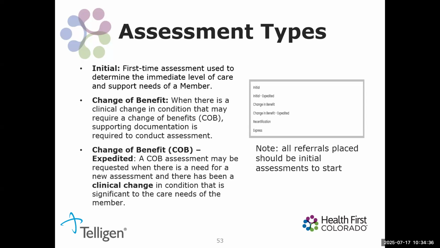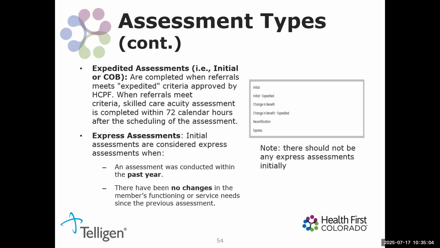The change of benefit is when there's a clinical change in a condition that may require the change in the services that member is receiving. And Cassandra will talk a little bit about that in a second. Supporting documentation is required to conduct this type of assessment. And we can do them expedited. Expedited will give it a shorter time frame that we have to conduct the assessment and have the results for you. There is criteria for expedited assessments, and Cassandra will talk a little bit about that in just a second.